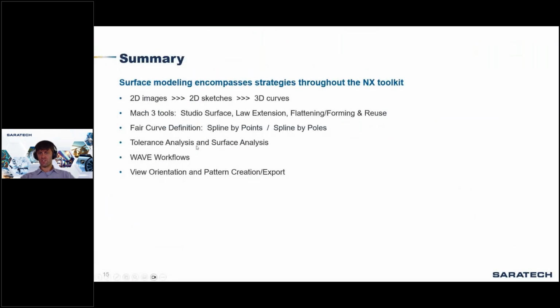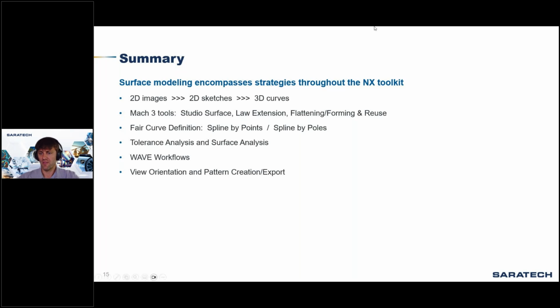So, a summary of what we talked about. Hopefully it's been good for you guys, and everyone picked up a little something. The idea when you're surface modeling is to start with 2D images, develop 2D sketches, and then develop those into 3D curves, which I think is a great approach. There are other ways, but that's what we focused on today. The Mach 3 tools, in particular Studio Surface, Law Extension, Flattening, Forming, and Reuse, are super powerful and really help get this done.